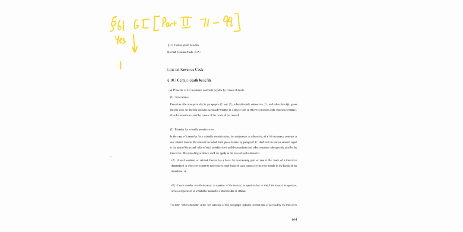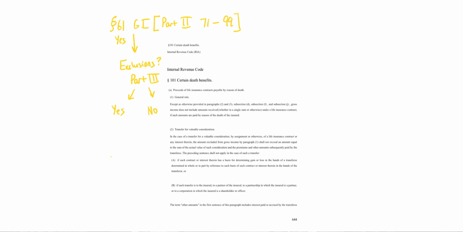The next question, are there any exclusions? Are there any exclusions that apply? And specifically, you find those in Part 3. If yes, then you don't record it on the tax return. It's excluded from gross income. But if no, you are going to have to record it on gross income.